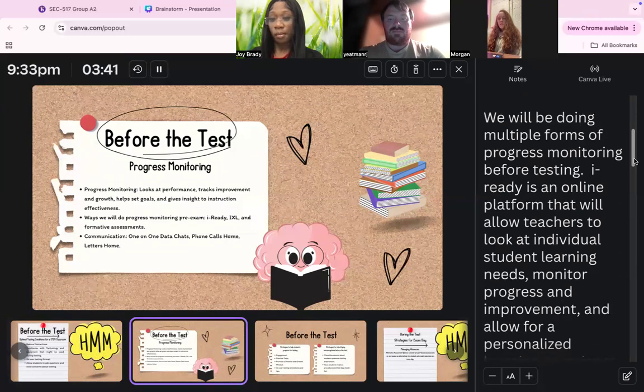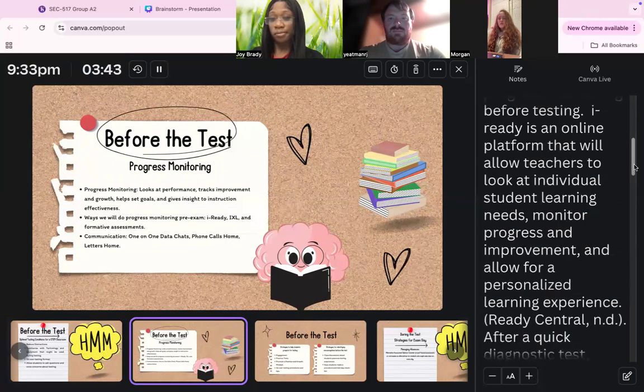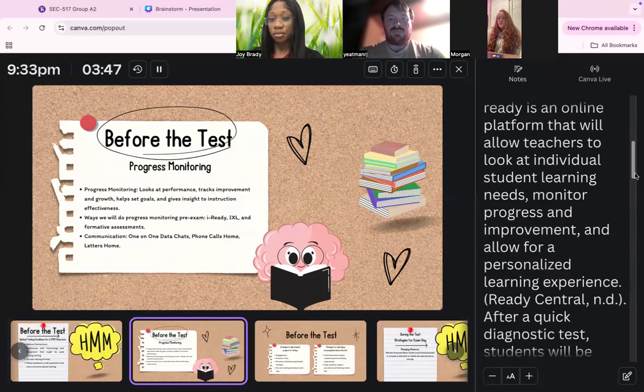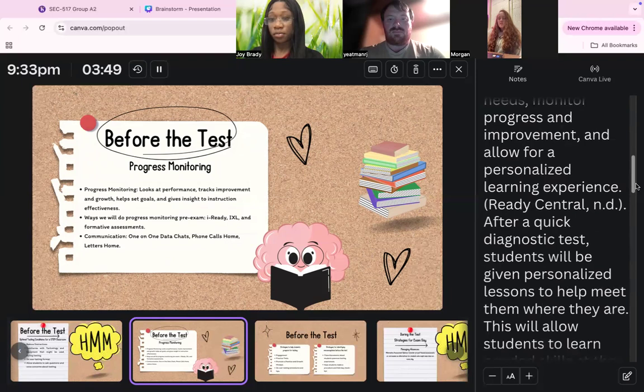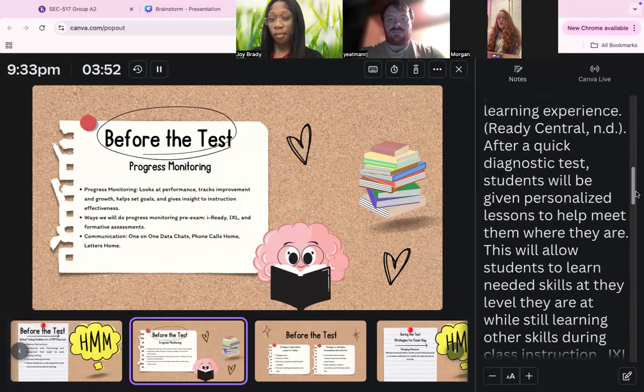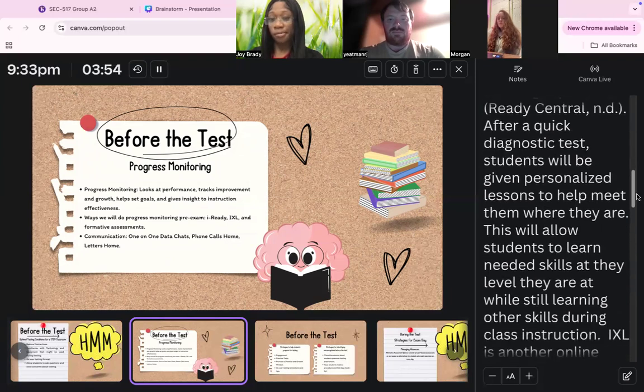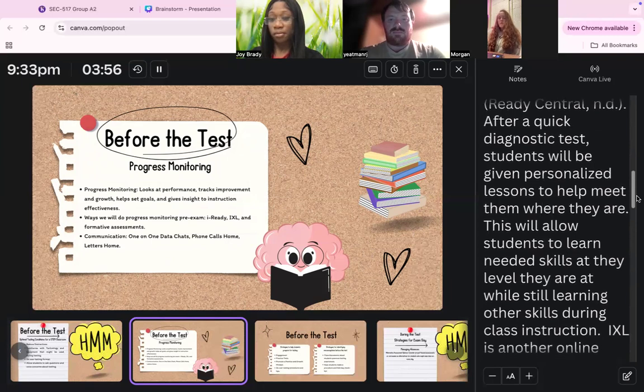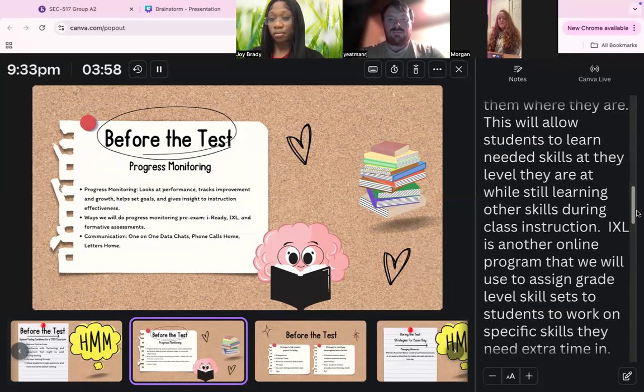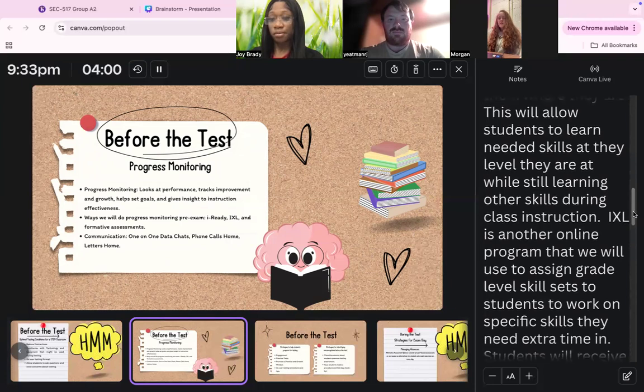iReady is an online platform that will allow teachers to look at individual student learning needs, monitor progress and improvement, and allow for a personalized learning experience. After a quick diagnostic test, students will be given personalized lessons to help meet them where they are. This will allow students to learn needed skills at the level they are at, while still learning other skills during class instruction.